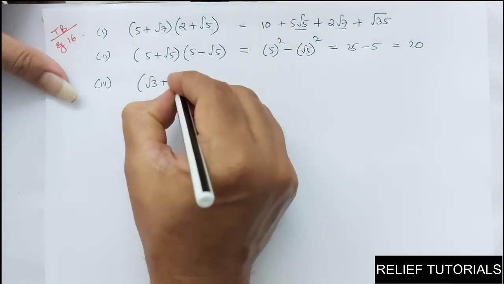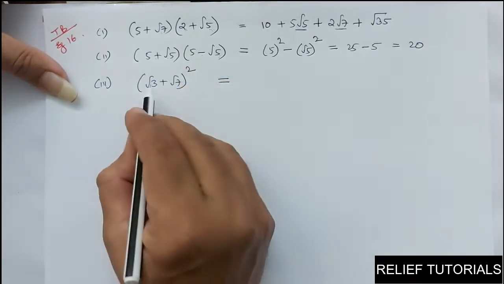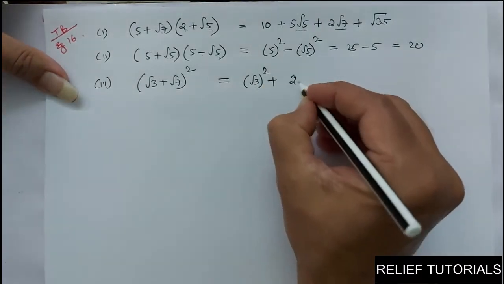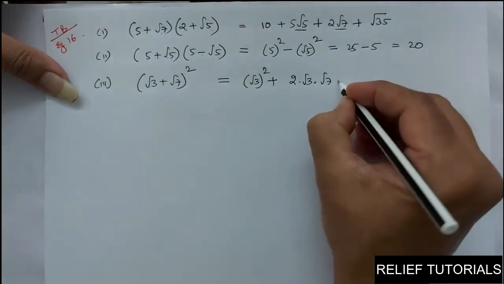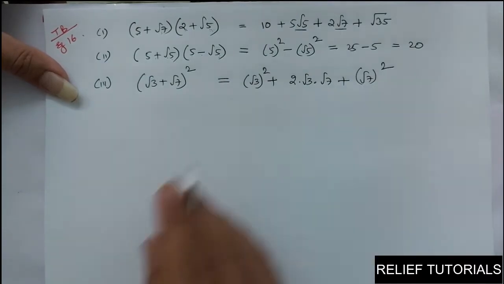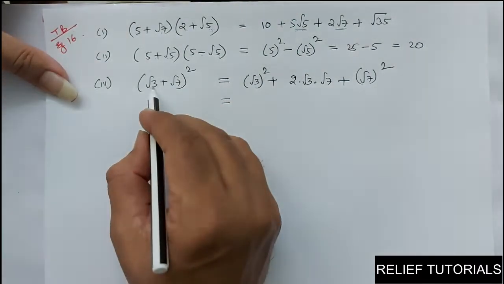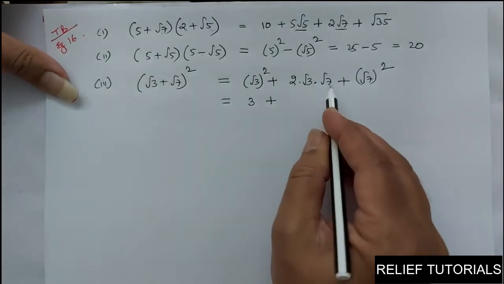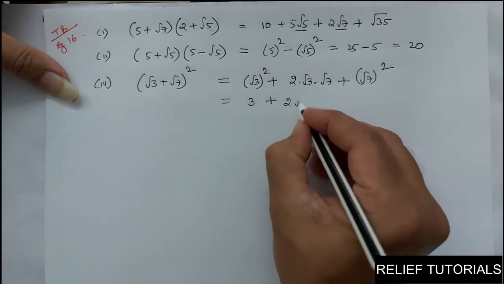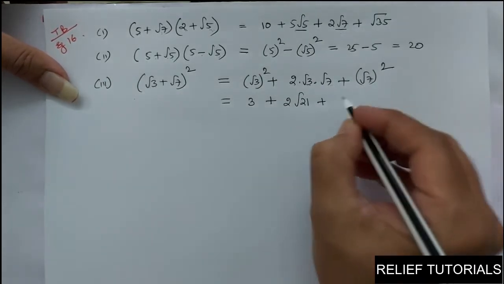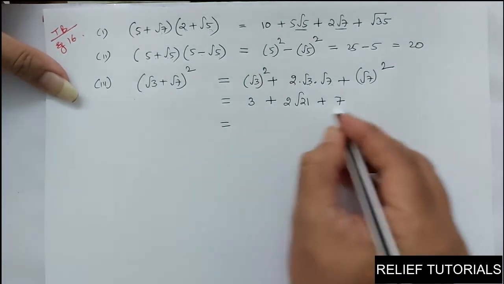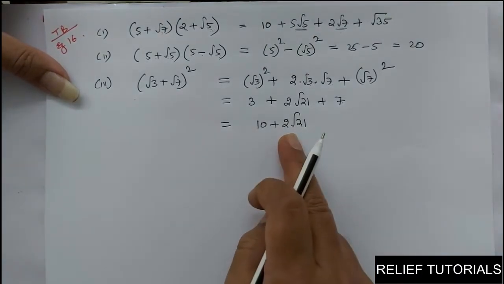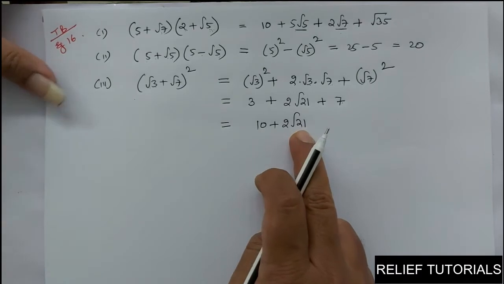Then the third one, root 3 plus root 7 the whole square. So a plus b the whole square. You know a square, that is root 3 square, plus 2ab, 2 into root 3 into root 7, plus root 7 the whole square. Otherwise you can write directly: root 3 the whole square is 3, plus 2 into root 3 into root 7. Root 7 into root 3 is root 21. So 2 root 21, plus root 7 the whole square, 7. Now 3 plus 7 is 10, plus 2 root 21. This is rational but this is irrational.